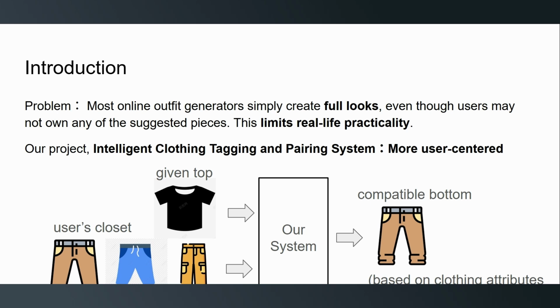We found that most online outfit generators simply create a full look based on style, while sometimes we don't have the suggested clothes in our closet. So we want to develop a more user-centered system, which can recommend clothes from the user's closet. Our intelligent clothing tagging and pairing system will recommend a compatible bottom based on a given top. The compatibility is considered by the clothing attributes, such as fabric, color, style, and so on.